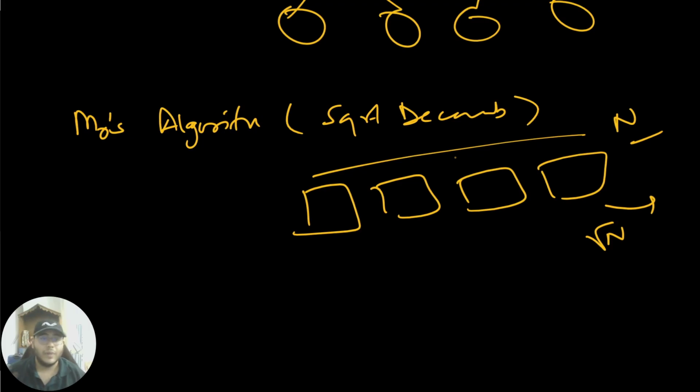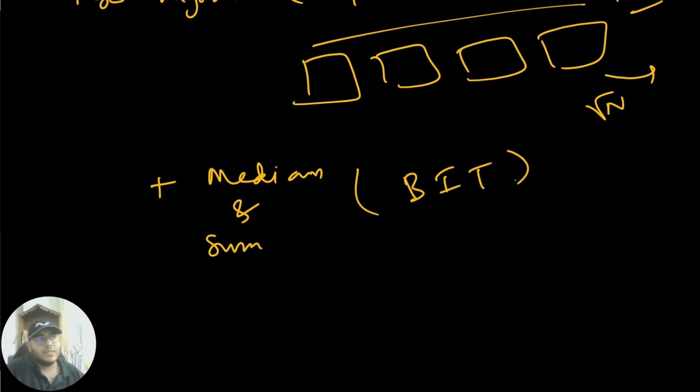Okay, Mo's, and since we know in our question we are not going to update any value in the array, right? We are just querying to get the count, right? We are not changing any value. That's why Mo's algorithm, and along with it, to find the median as well as the sum of the values, you can actually use a BIT. BIT is basically binary indexed trees, or popularly known as Fenwick trees. Okay, so it's basically a combination of both these.